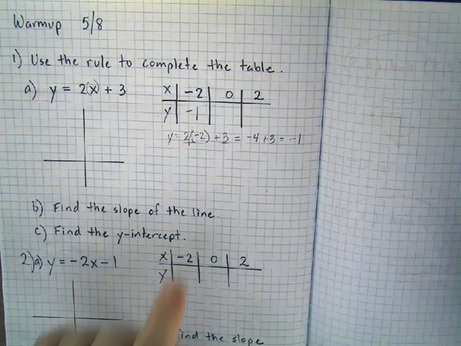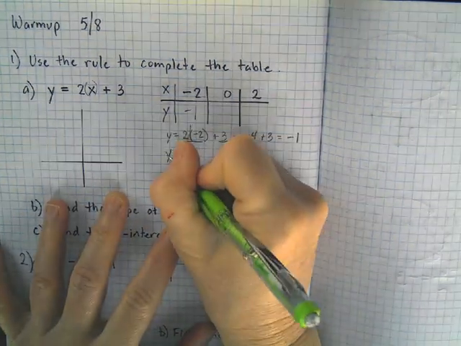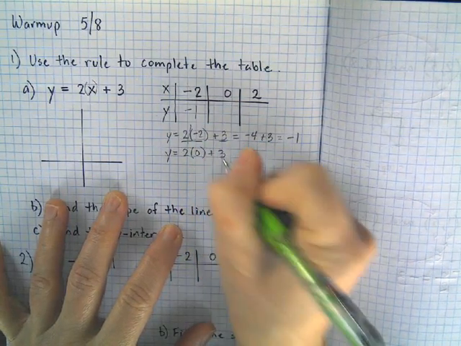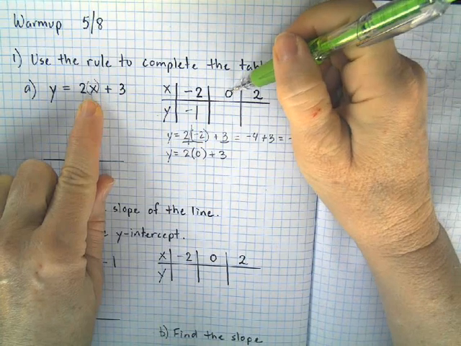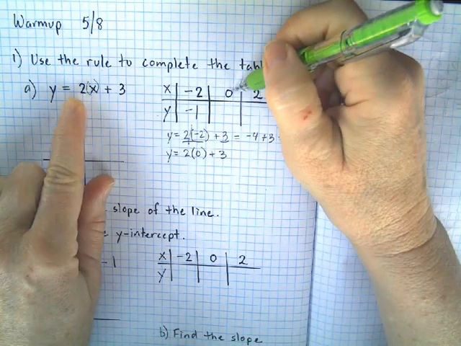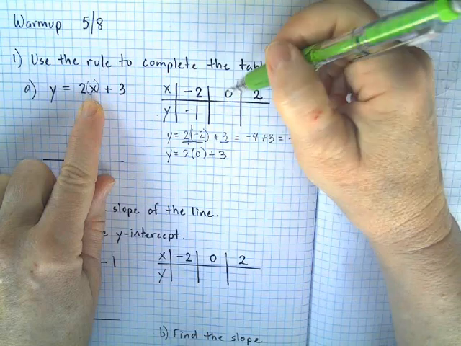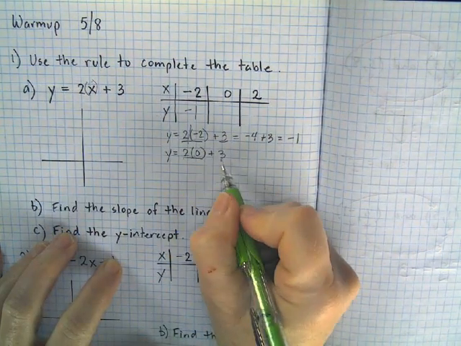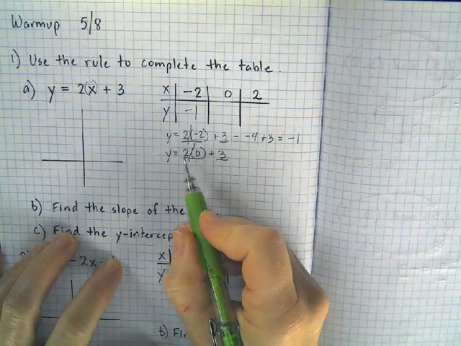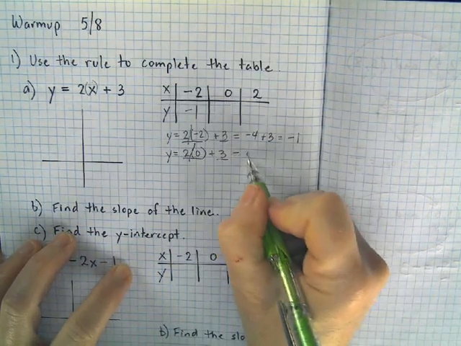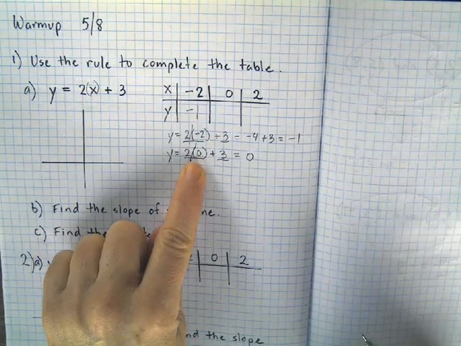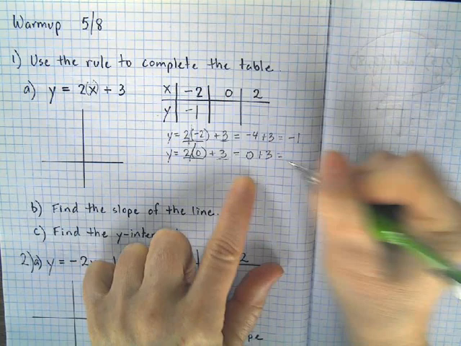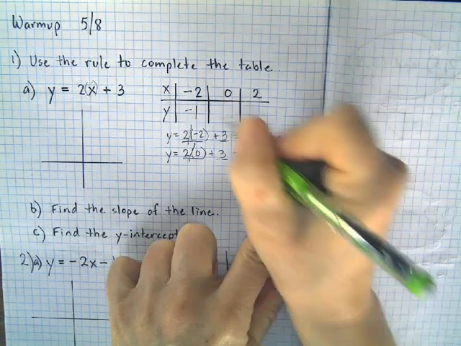Then let's do it with the 0. Y equals 2 times 0 plus 3, okay, because I'm just replacing the x with the next number. So 2 times 0 plus 3, I can parse that. So I need to multiply first. 2 times 0 is 0. Anything times 0 is 0. And then I have my plus 3. 0 plus 3 is 3.